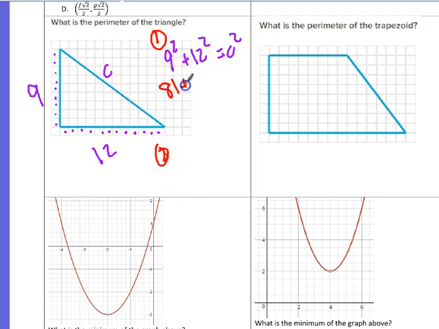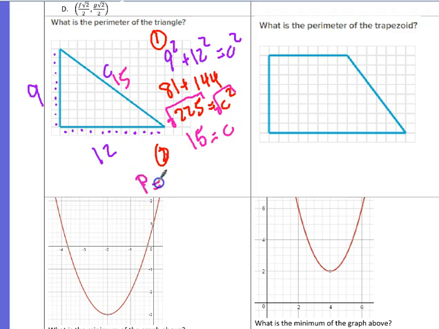So this is 81. This is 144. And those add up to 225. And then I take the square root. And I have succeeded in finding the diagonal side, which is 15. Second step, I'm going to find the perimeter. 9 plus 12 plus 15 is, that's 21, and 15 makes 36. So the perimeter of this triangle is 36. I did that in 2 steps. First I found the diagonal side, and then I added all the sides together.